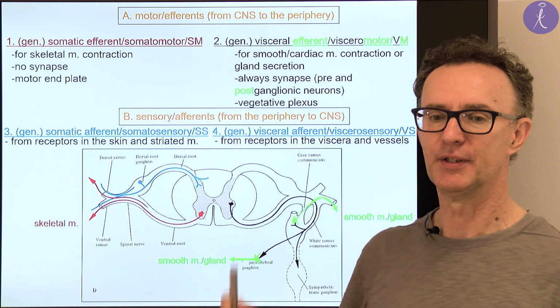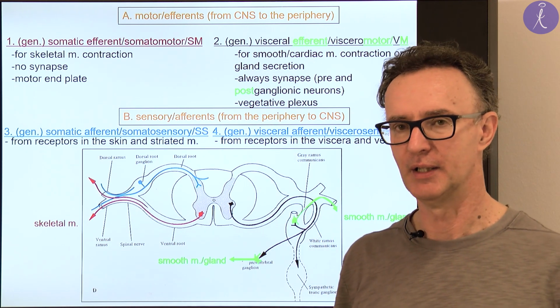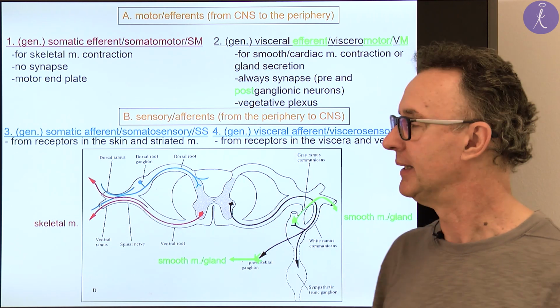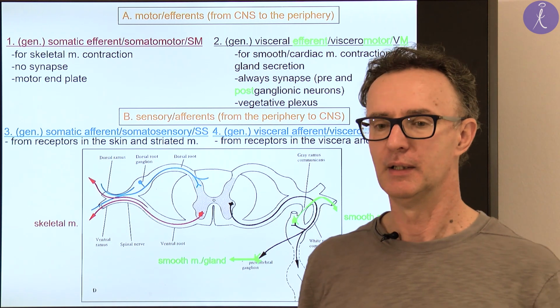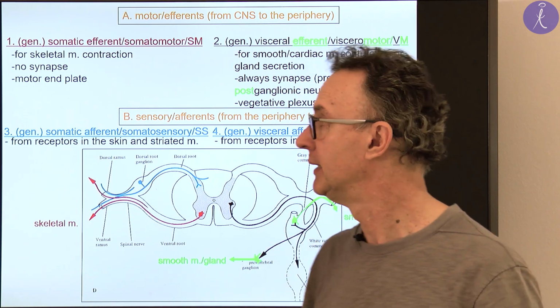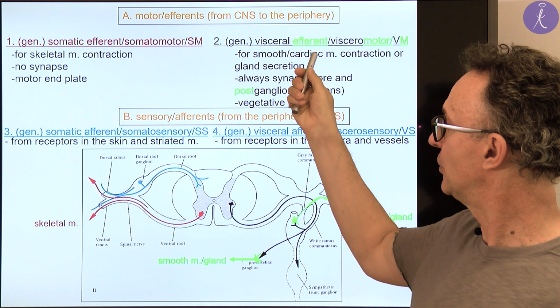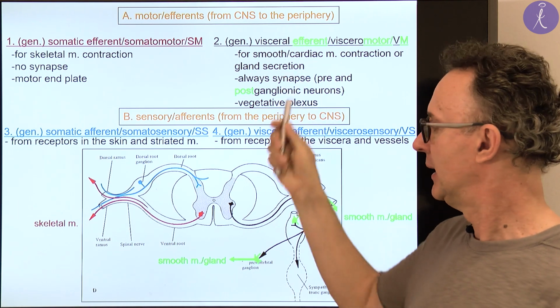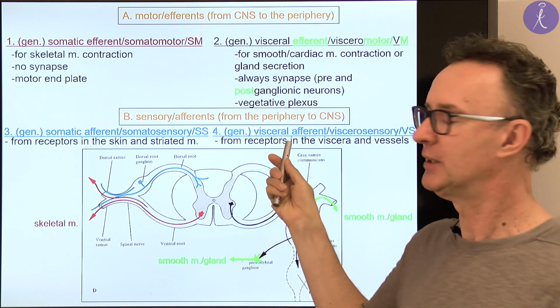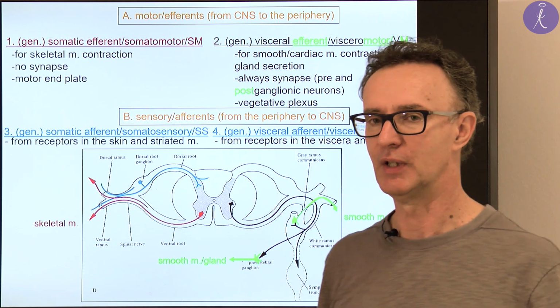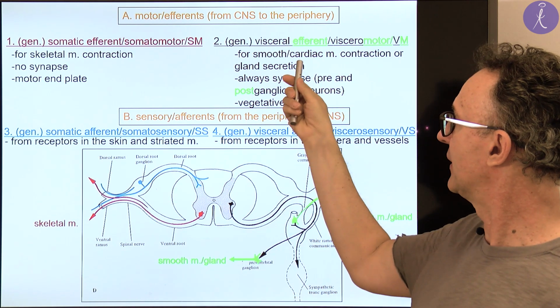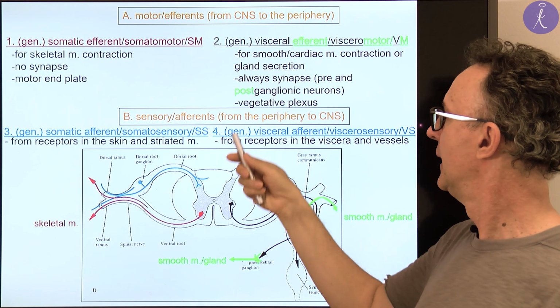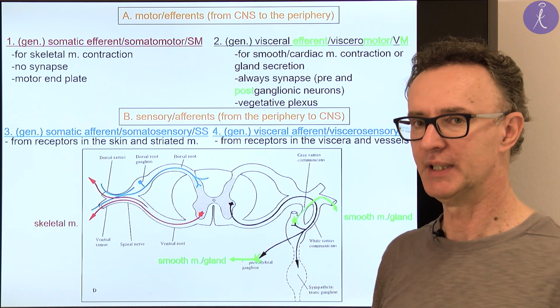But in this semester, we study the splanchnic organs, the visceral organs, and that's why we have to mention the visceral innervations as well. We have both efferent or motor and afferent or sensory, but in this case we call them visceral efferent or visceromotor and visceral afferent or viscerosensory.